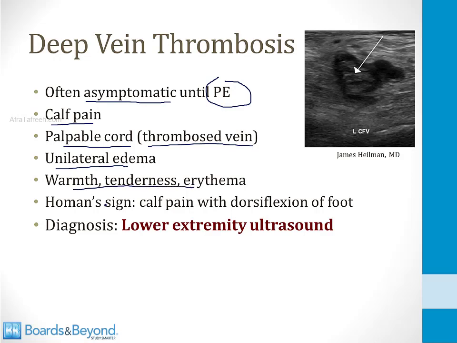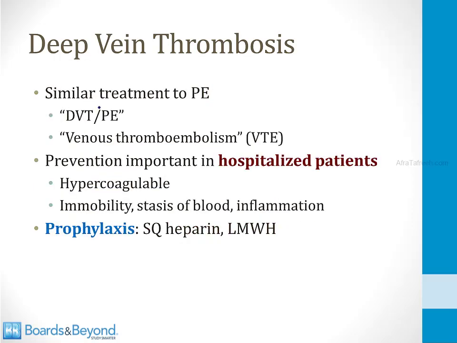There is a physical exam sign called Homan's sign, which is suggestive of a deep vein thrombosis. This is pain in the calf when the patient dorsiflexes the foot. And the diagnosis is usually made by lower extremity ultrasound. This is a picture of a lower extremity ultrasound shown on the screen here. Shown in the middle of the image is the femoral vein, and in the middle of that femoral vein there is a clot.